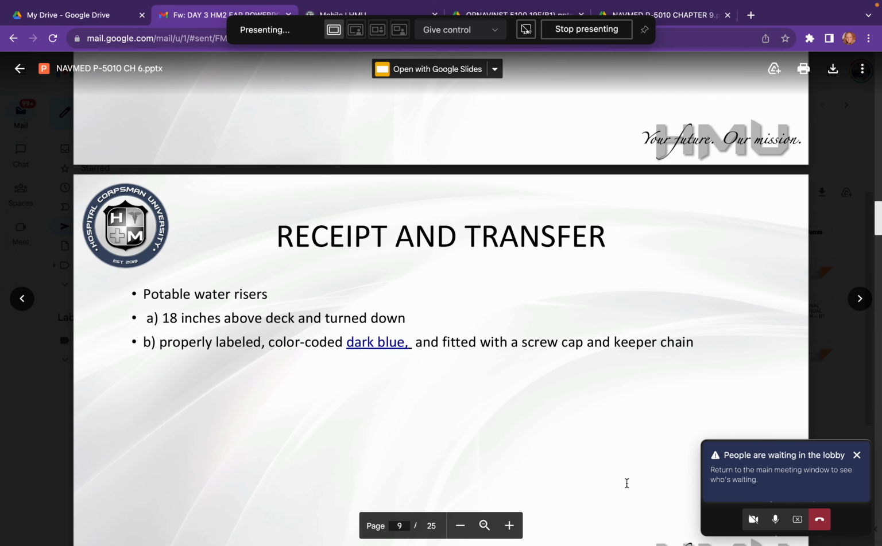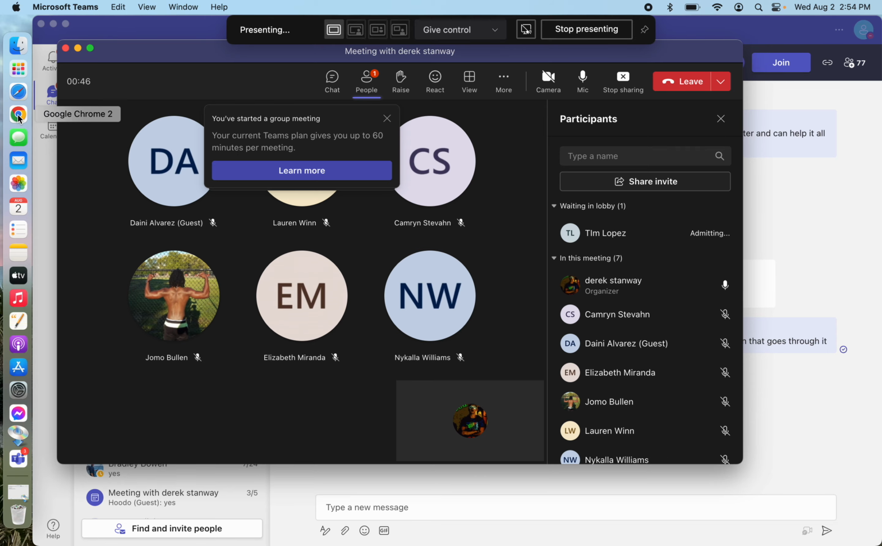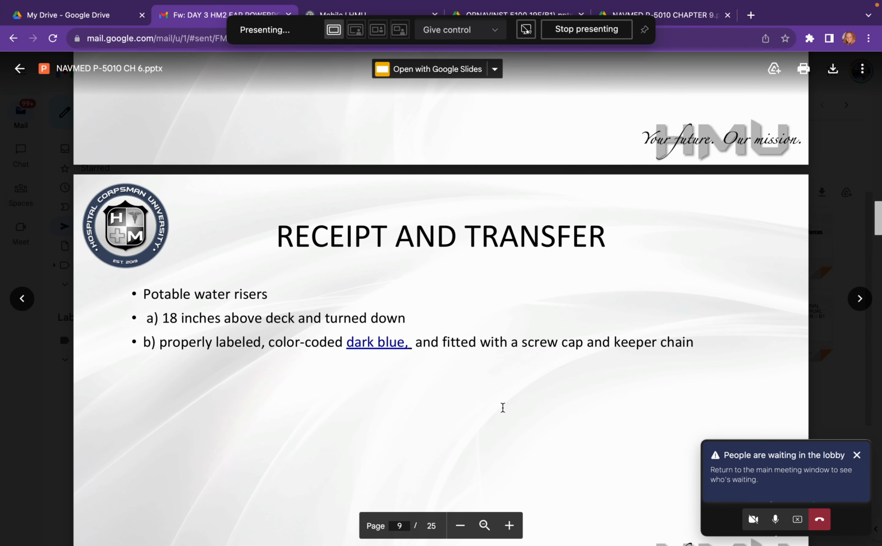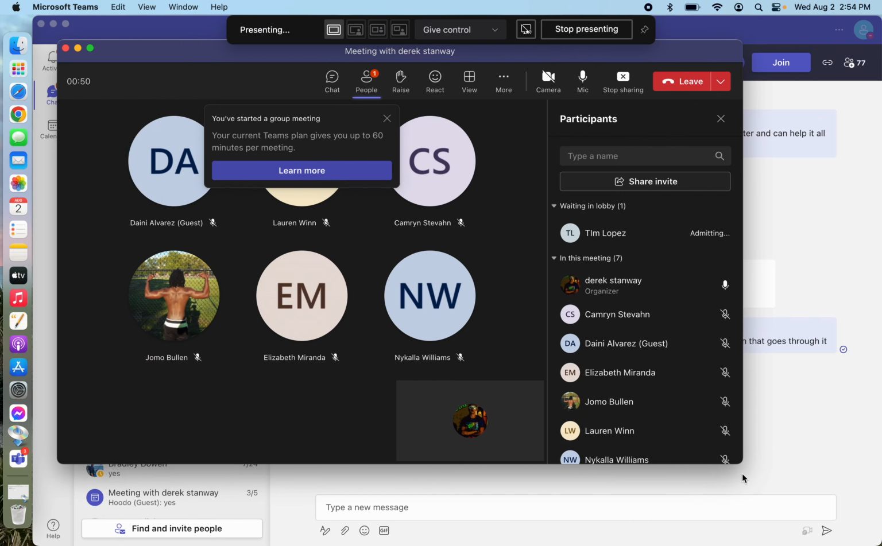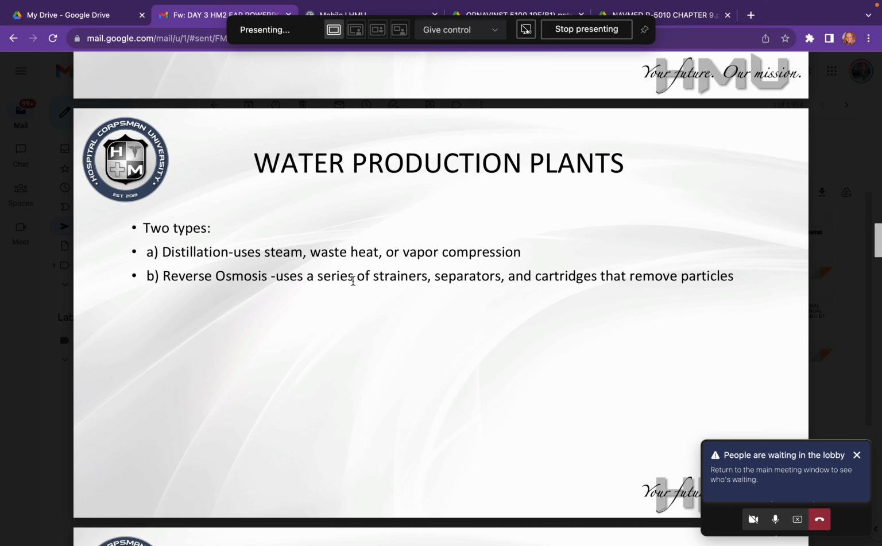Water production plants. There are 2 types. You have your distillation, which uses steam, waste heat, or vapor compression. And you have reverse osmosis. It uses a series of strainers, separators, and cartridges that remove particles. So there's your reverse osmosis plant.